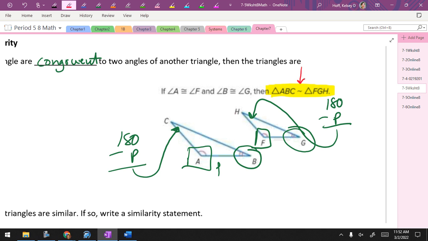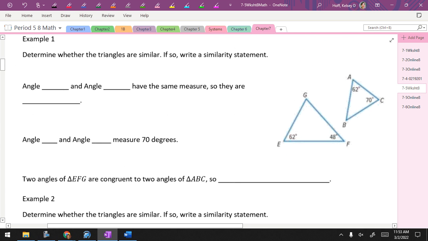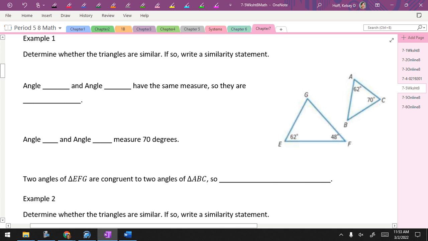So first off, they just want us to, hey, here's some triangles. Determine whether or not they are similar. And yesterday and last week, we talked about, oh yeah, they're similar, they're the same shape. Well, now I have to prove that they're the same shape based off my angles. I need to prove two angles in this triangle match two angles in this triangle. So they walk us through. Angle blank and angle blank have the same measure, so they are blank.